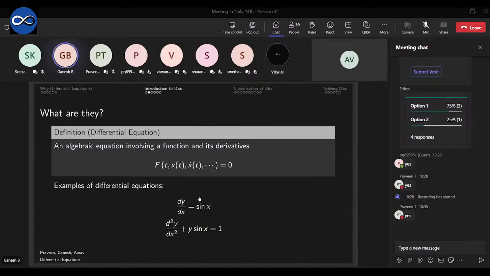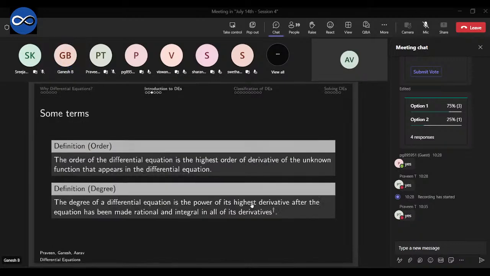You might notice that these two equations are very different. There is a dy by dx here, and a d square y by dx square here. We'll also get to know how these differential equations are classified, what the types of differential equations are. These are some terms that come into play when you talk about differential equations. First we'll talk about order, and then I'll get to degree.